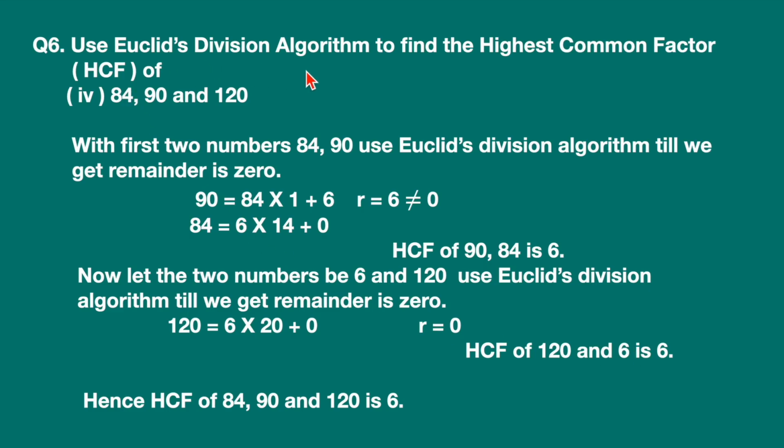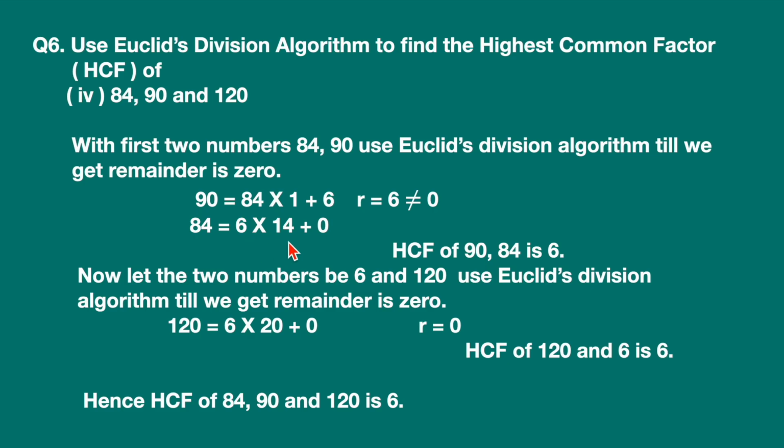Use Euclid's division algorithm to find the highest common factor HCF of the following. Now they have given us 3 numbers. Very simple. First we should take 2 of these numbers, and whatever HCF we get, we take that number and 120 and find the HCF. Let's take 84 and 90. So 90 is equal to 84 into 1 plus 6. R is not equal to 0. So 84 is equal to 6 into 14 plus 0. So here 6 is the HCF.